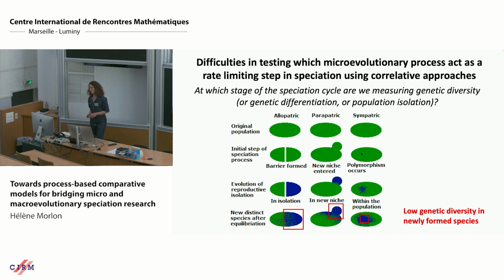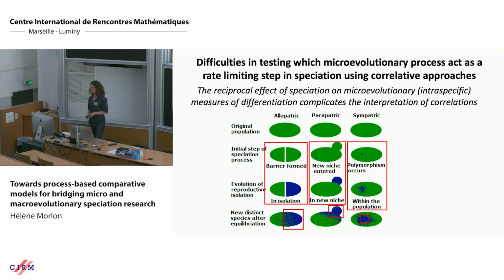just after speciation. So when we use this correlation at present, it's really hard to know at which stage of a speciation process we measure intraspecific metrics of genetic differentiation, and so it's hard to draw conclusions.